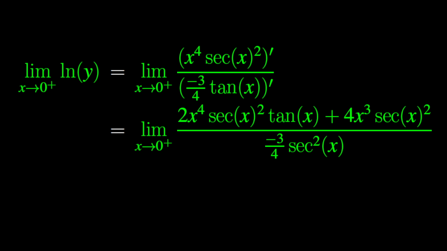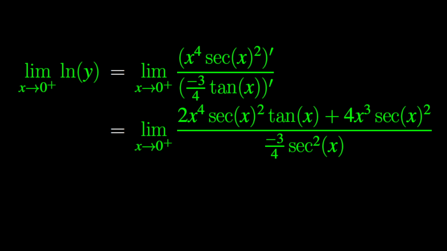The derivative of x to the power 4 times secant of x to the power 2 is 2x to the power 4 times secant of x to the power 2 times tangent of x, plus 4x cubed times secant of x to the power 2, and the derivative of minus 3 over 4 times tangent of x is minus 3 over 4 times secant square of x.